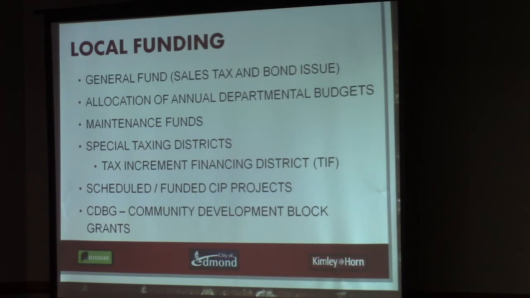Local funding: obviously the city has their general fund, which may be funded through sales tax, and they could issue debt to potentially do some capital projects through bond issuance. They could reallocate some of their existing budgets to fund some of these maintenance type projects or some of the capital projects. They could even create special taxing districts called TIF districts, where maybe they look at the sales tax revenue within an area. They could apply the dollars generated within those districts to fund capital projects. And then they have their regular CIP projects.